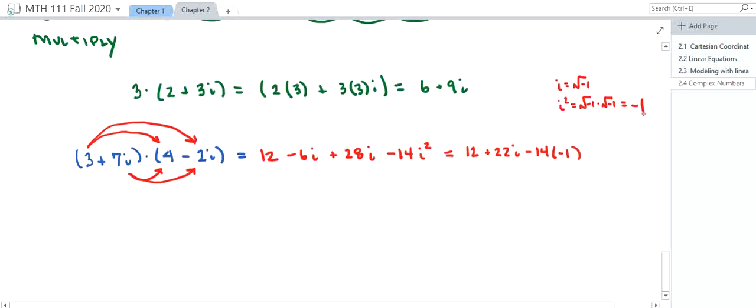Because if we took the square root of that, it would equal i. Square root of minus 1 equals i. So now this turns into a real number, minus 1, whenever you square i. So we have 12 plus 22i plus 14 now equals, I can combine these two real numbers, 26 plus 22i. So that's typically the case when you multiply two complex numbers. The outside term, when you multiply it, is going to turn into a real number.